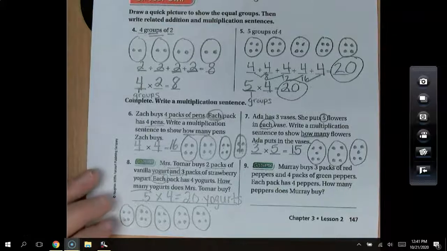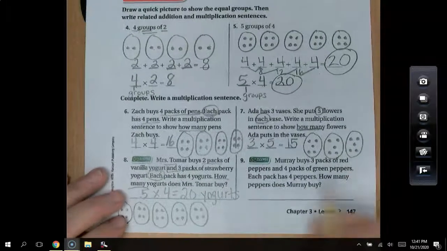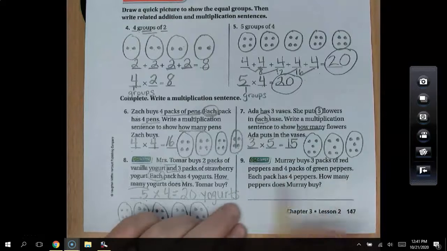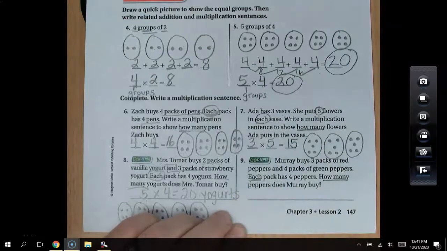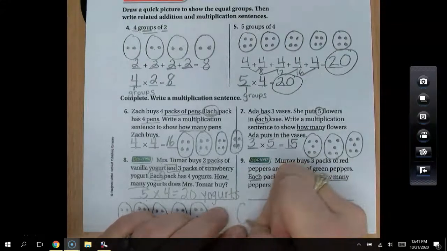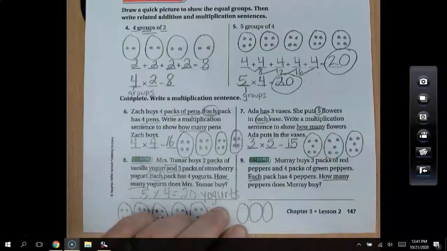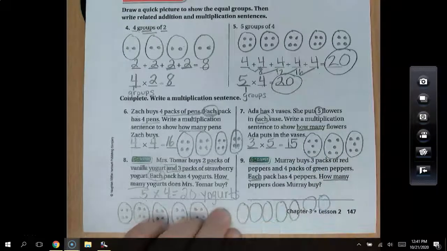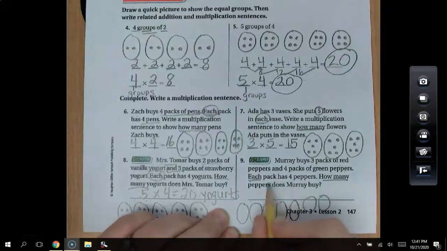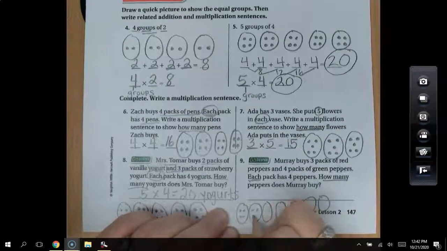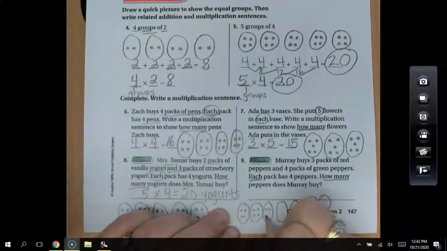All right, let's try one more before we go to our last page. It says Mary buys 3 packs of red peppers and 4 packs of green peppers. Each pack has 4 peppers. How many peppers does Mary buy? Well, let's draw a picture. I have my 3 packs of red peppers and my 4 packs of green peppers. And I have 4 peppers in each pack. So go ahead and draw 4 peppers in each of your packs.